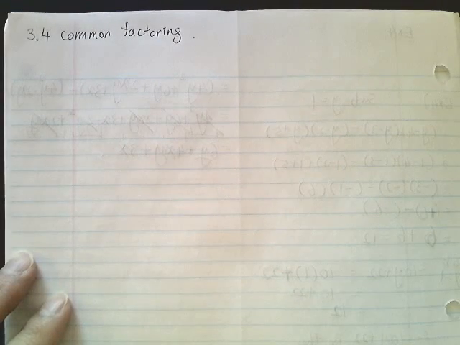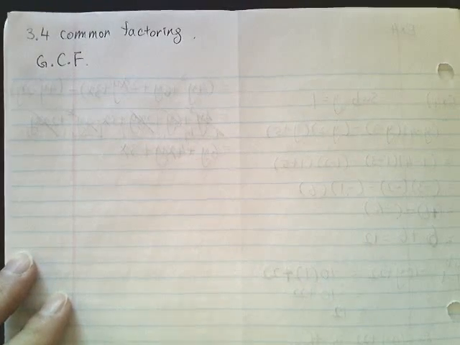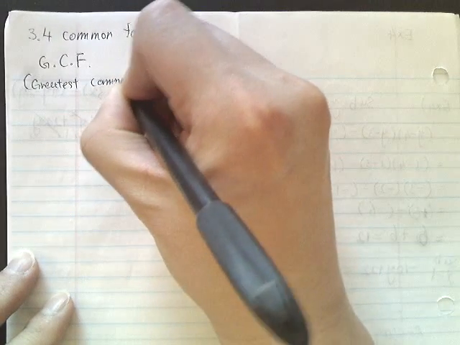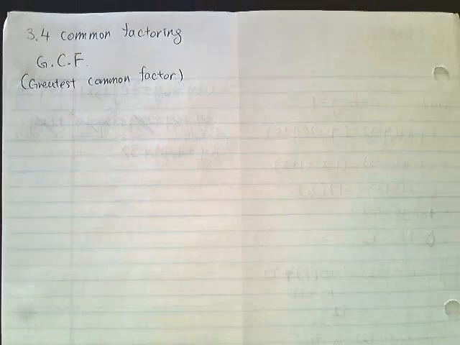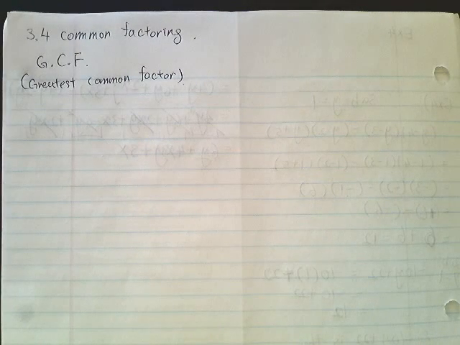Now, for the common factoring, there's only one thing that you need to remember, which is GCF. I believe everyone knows what this means. It is greatest common factor. And also, I believe everyone knows what this is. This is basically the biggest number that divides every single term in your expression.